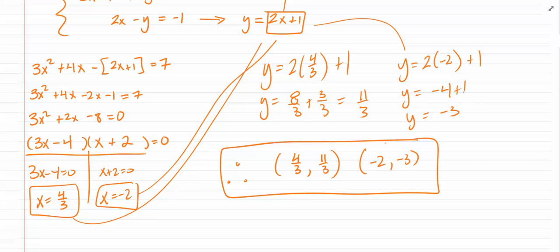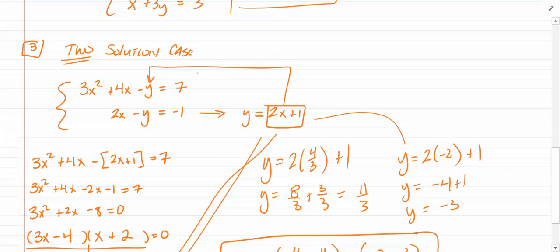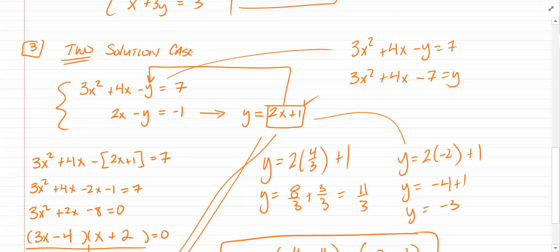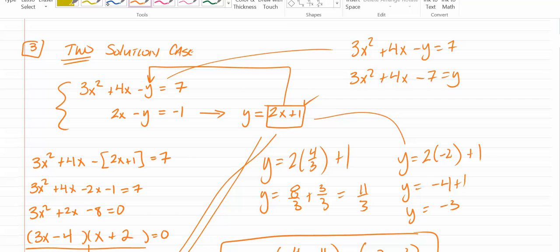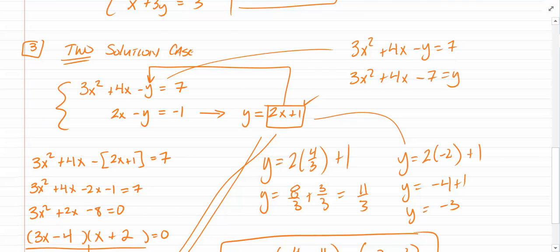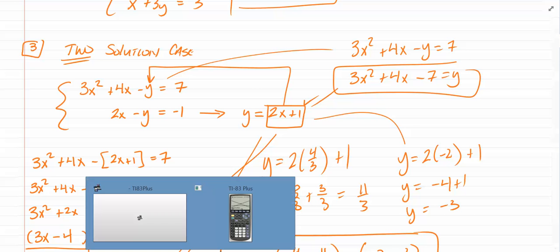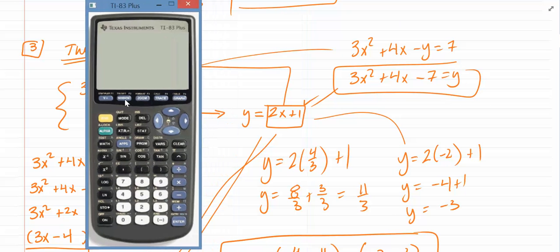Exactly, there's two. So we're going to verify this graphically, but before we can, we need to solve this top equation for y. We already got that one for y. We need to solve the top one for y. So let's see here. I have 3x squared plus 4x minus y equals 7. So how about 3x squared plus 4x minus 7 equals y? Is that true? Okay, so now I have two equations for y. I have this one and I have this one. So we're going to plug both of those into our calculator right now. I'll move this over so we can see it.